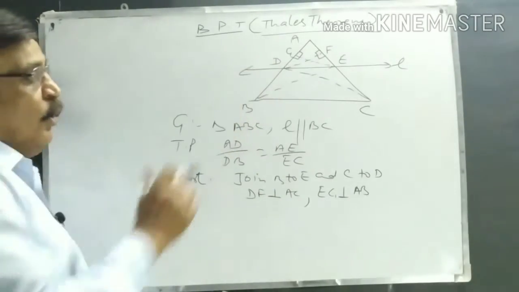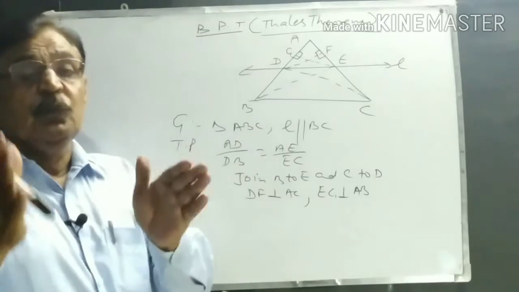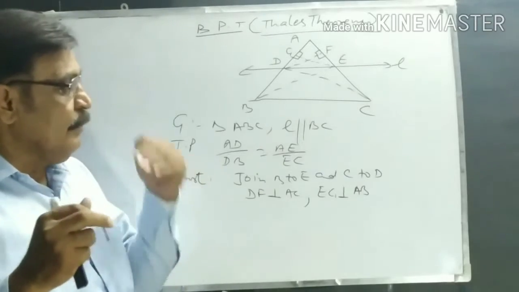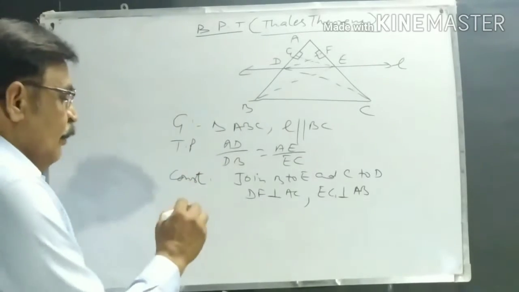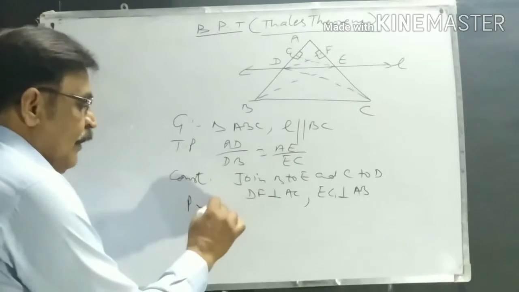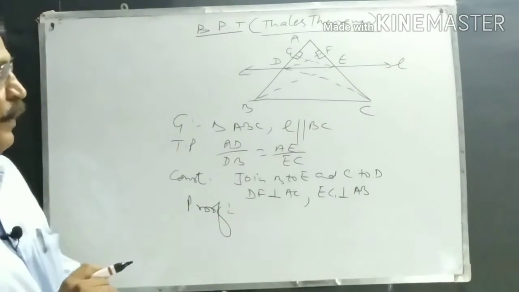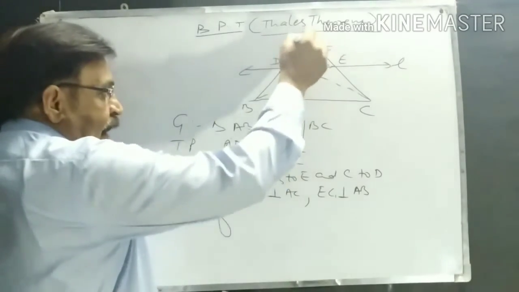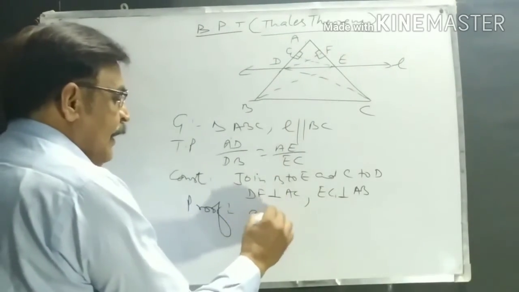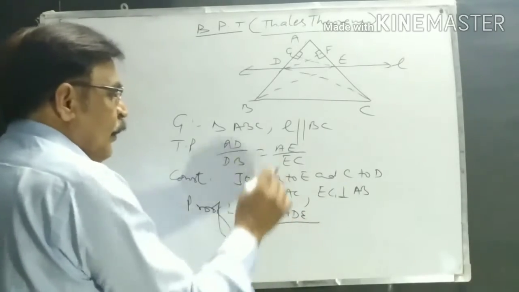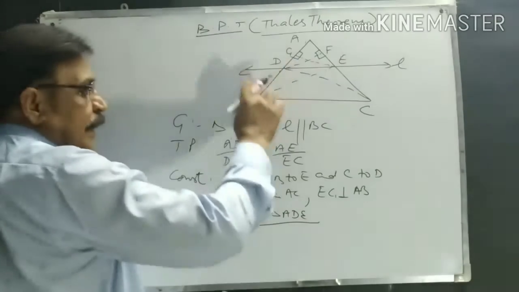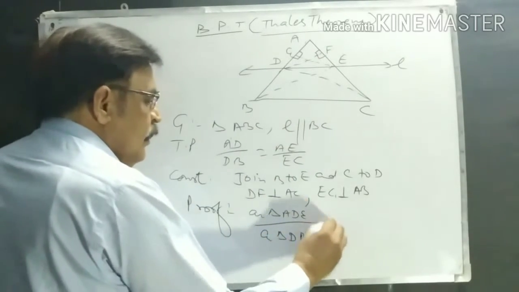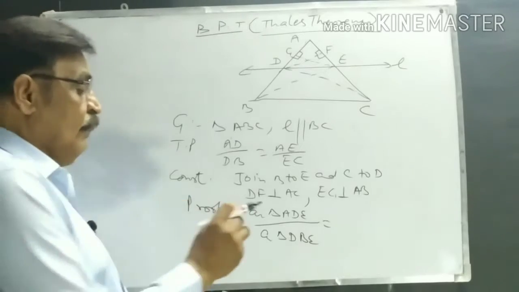Why? In order to prove a theorem, we need to do some comparisons. After doing comparisons, we find out something, we interpret the question. So what is important? Interpretation is very much important. The next step becomes the proof. AD is there. We are supposed to prove this one, AD. AD is part of triangle ADE. We write area of triangle ADE upon DB. DB is part of triangle DBE. Area of triangle DBE.